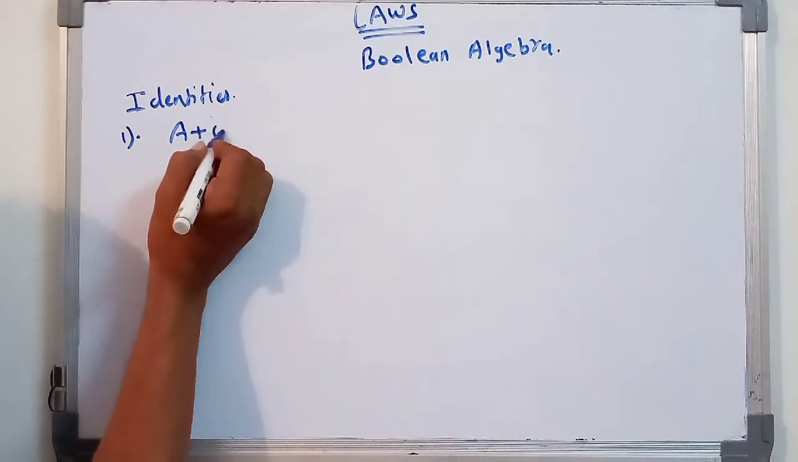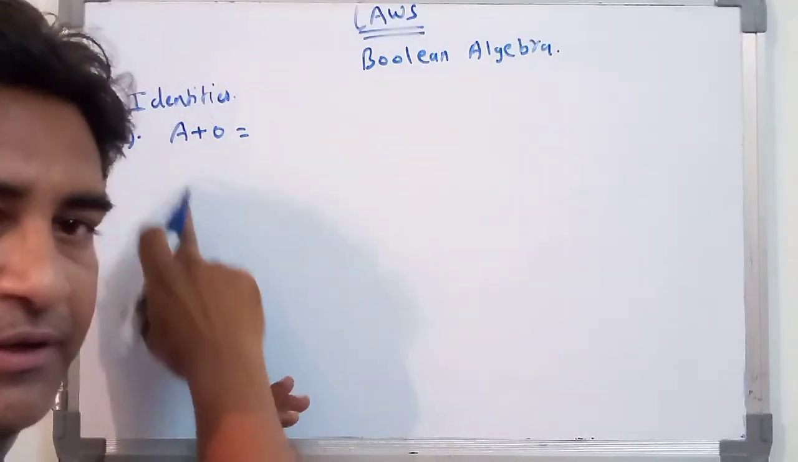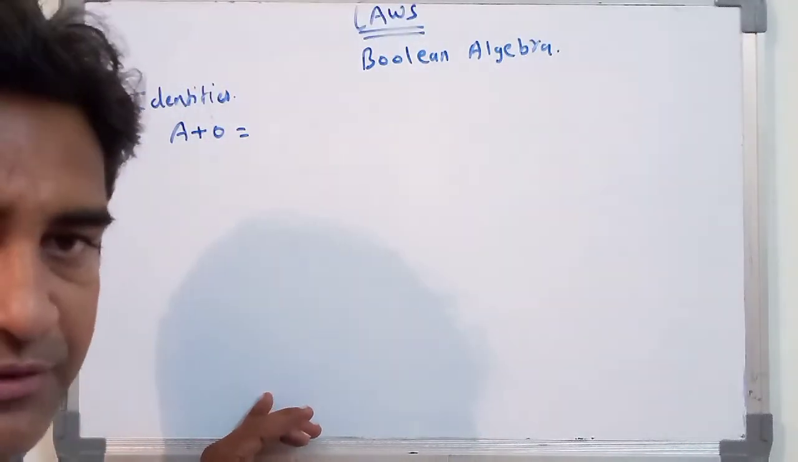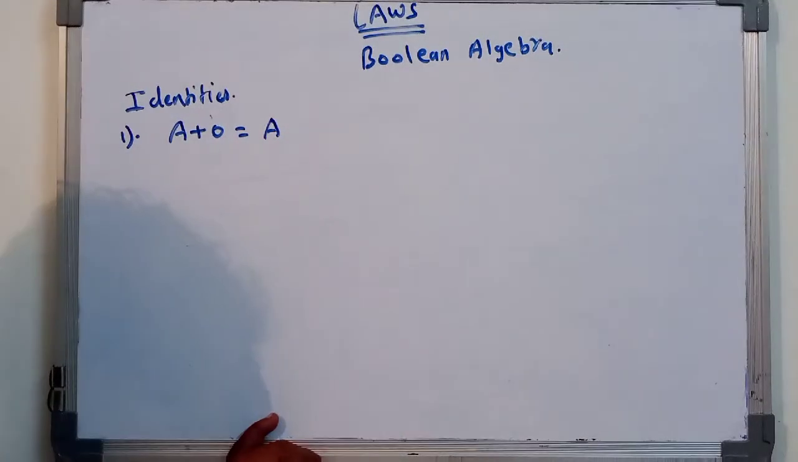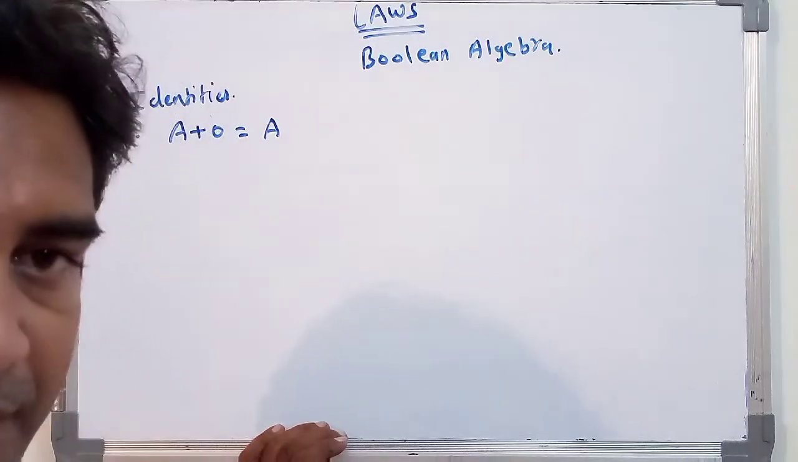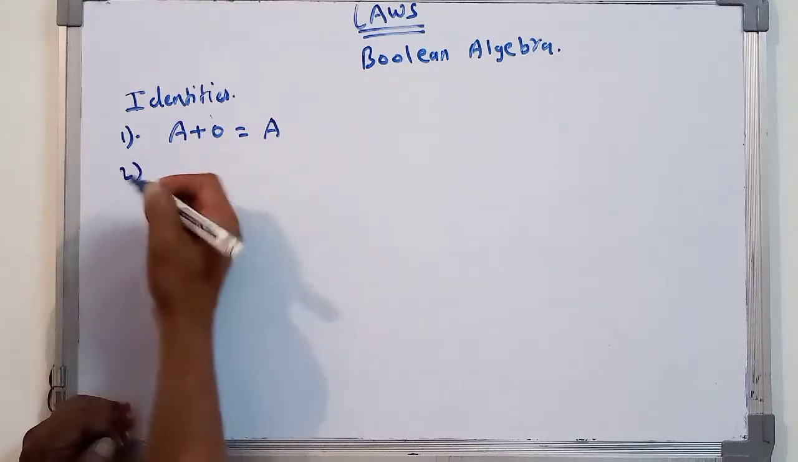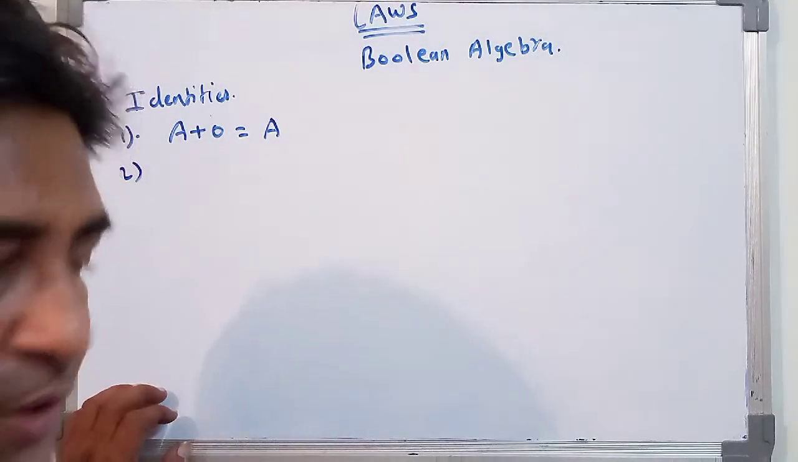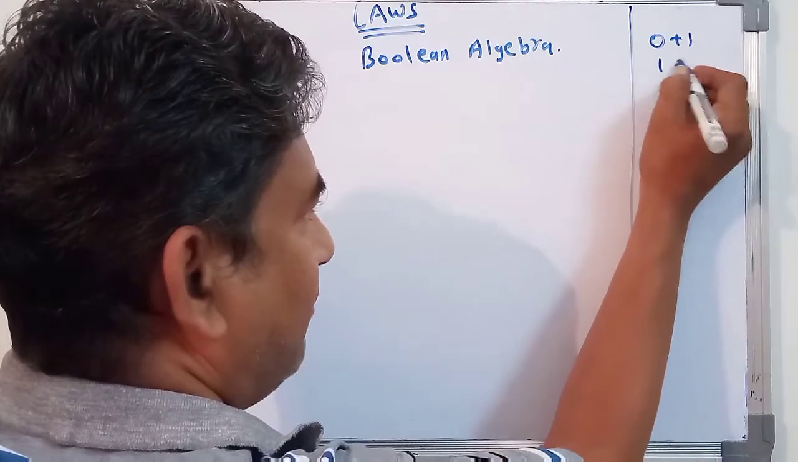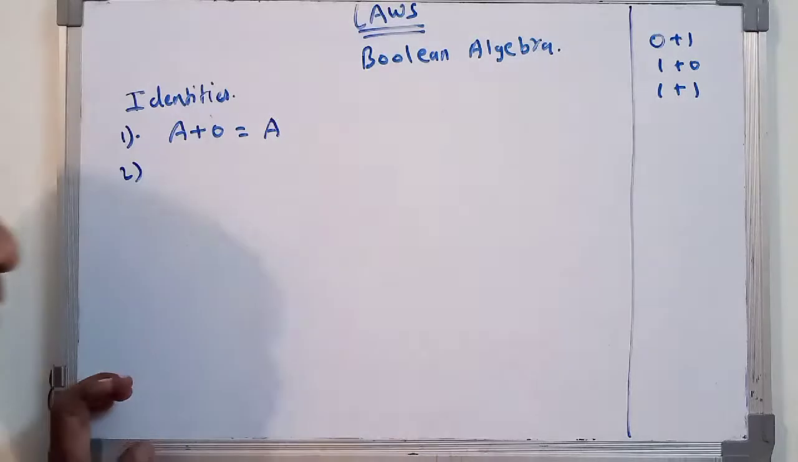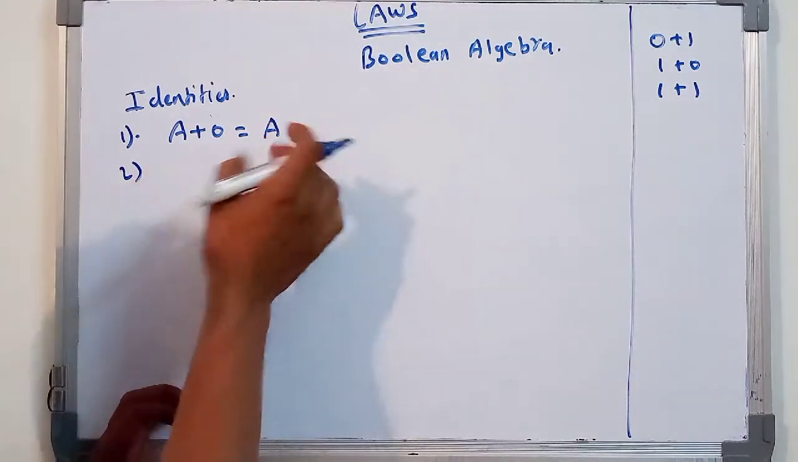The first law in the identities is A plus 0 is equal to A. Whenever you consider the value of A as 1, 1 plus 0 is 1, and that's why A plus 0 is A. When any number is added to 0, that number will be the result. Likewise, 0 plus 1, 1 plus 0, 1 plus 1. In this form, A plus 0 is equal to A.